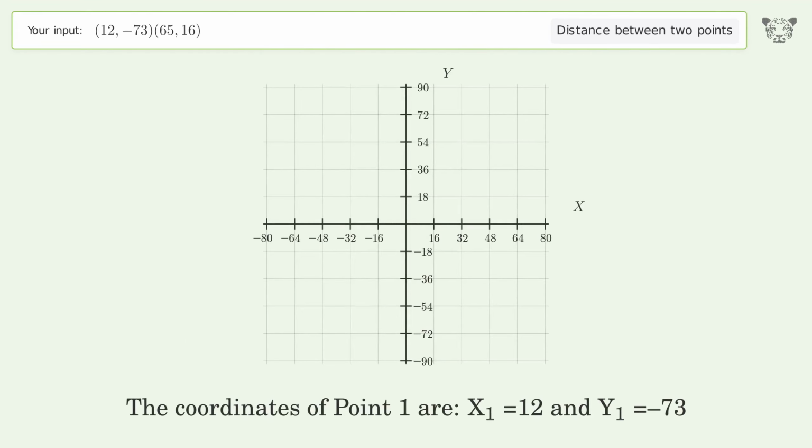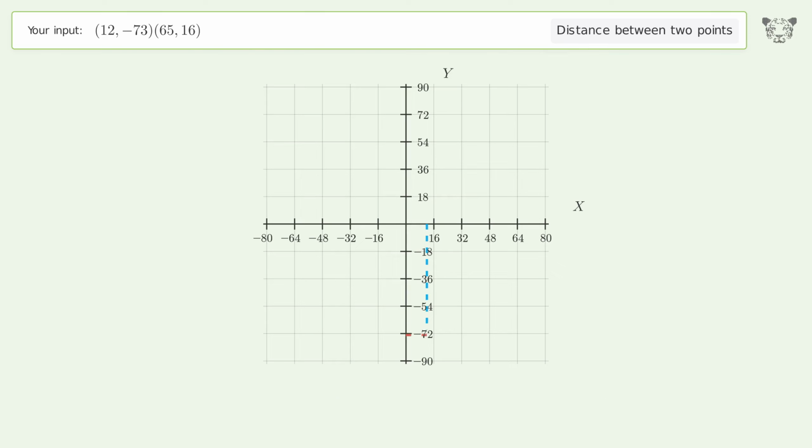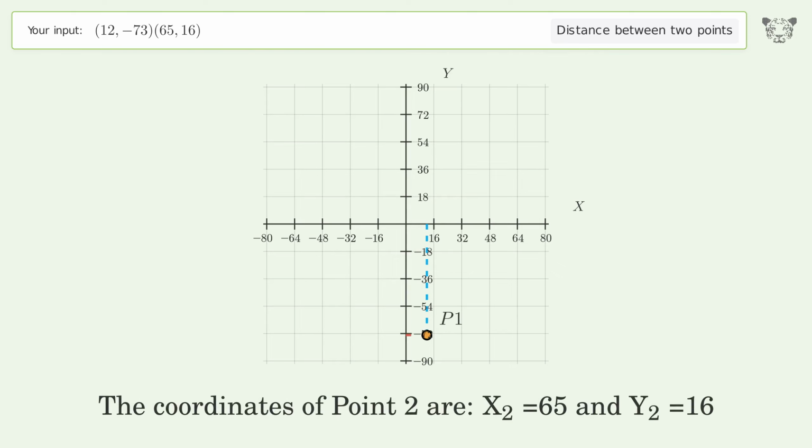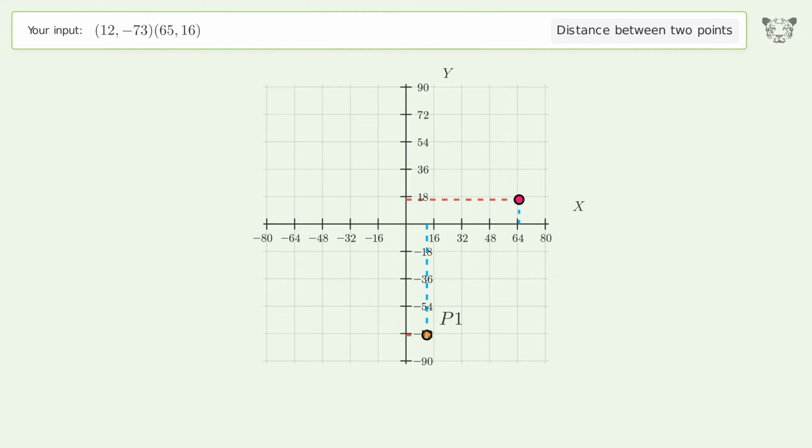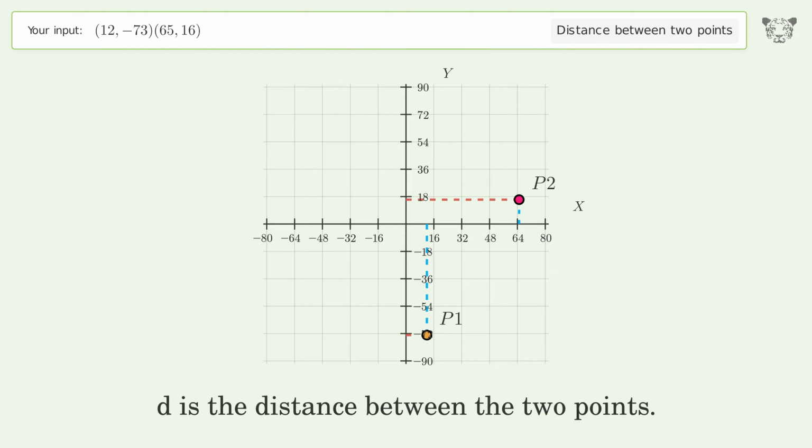The coordinates of point 1 are x1 equals 12 and y1 equals negative 73. The coordinates of point 2 are x2 equals 65 and y2 equals 16. D is the distance between the 2 points.